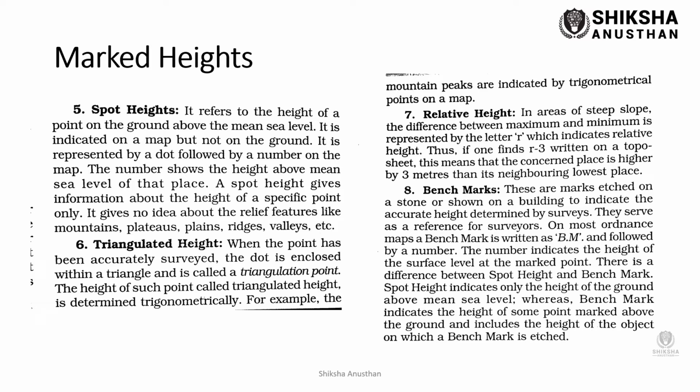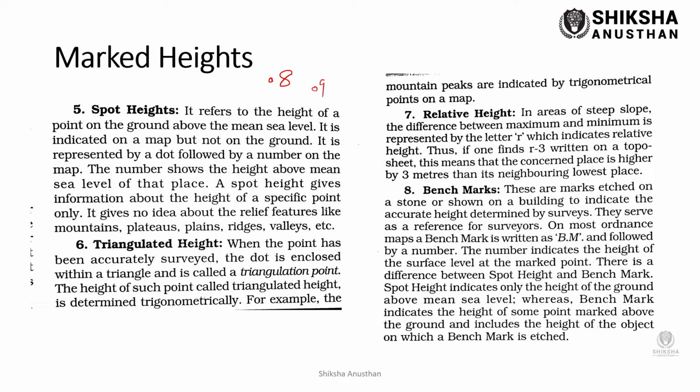It is indicated on a map but not on the ground. It is represented by a dot followed by a number. If you write dot 8, or if you are given dot 9, this represents a spot height. A spot height gives information about the height of a specific point only. It gives no idea about relief features like mountains, plateaus, etc. It only gives an idea about a specific point.